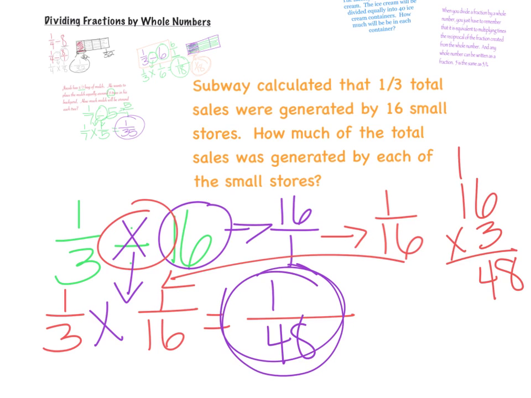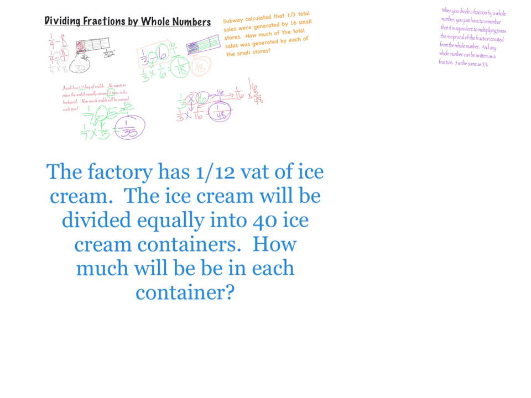Okay, let's try another one. Okay, this one says that the factory has a half a vat of ice cream. The ice cream will be divided equally into 40 ice cream containers. So how much will be in each container? Well, let's start it off.